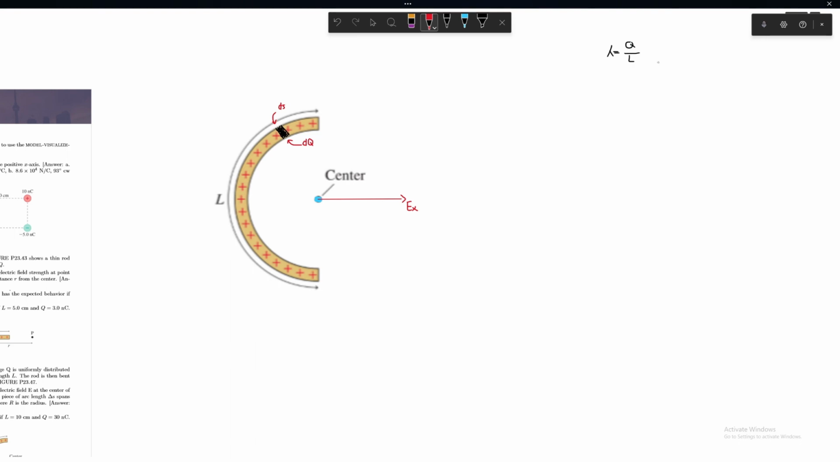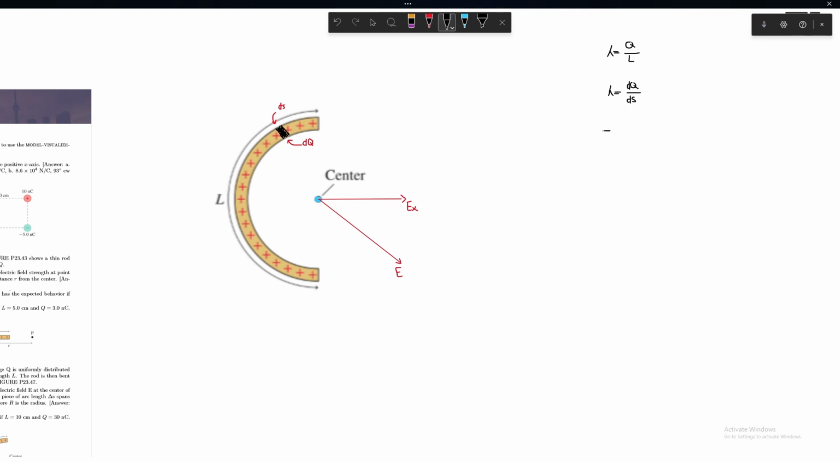And so now, relating it to the small piece, what I'll say is, well, then my lambda equals my little charge dq over my little length, which is ds. All right. Now that I have that going as well, let me draw the electric field that this will actually cause, and it will cause an electric field that goes this way. Right. Now, obviously, like we said, we want only our Ex.